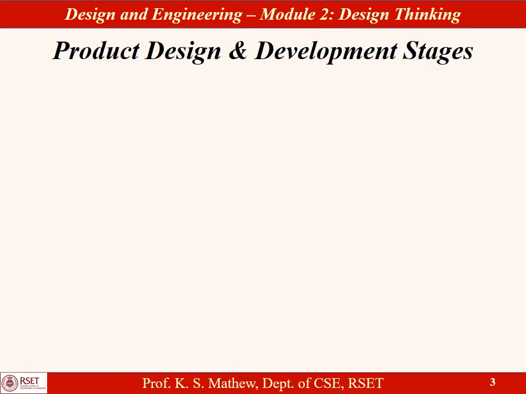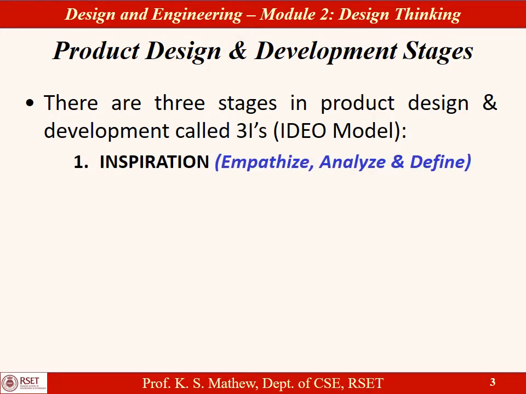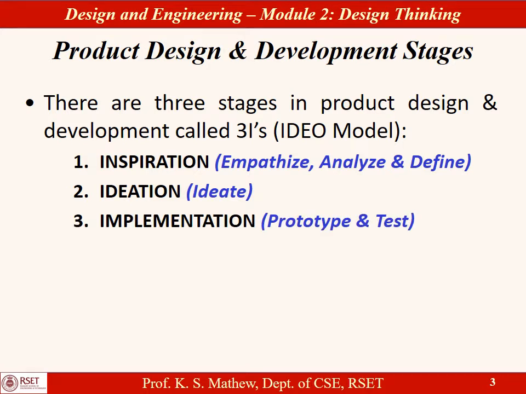So now let us look at what are the stages in design thinking, product design and development stages. There are three stages in product design and development called 3 I's. This is the IDEO model of design thinking. The first I is inspiration, which includes the activities of empathize, analyze and define. Second stage is called ideation, which includes the activity called ideate. Third stage is implementation, prototyping and testing.